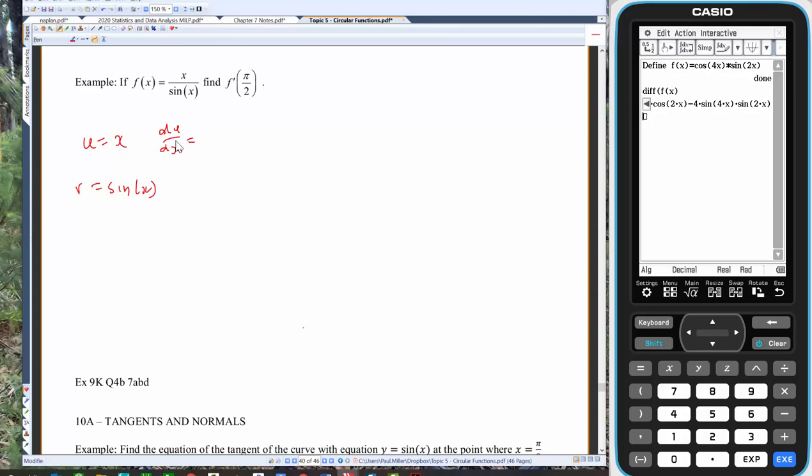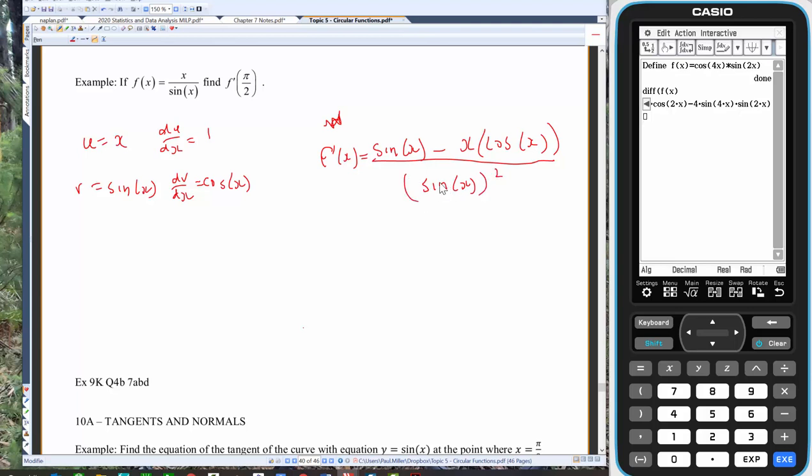du dx is equal to 1. dv dx is equal to cosine x. Easy so far. All right, let's get our derivative. So we're going to say f dash x equals v du dx, so that's sine x, take u dv dx, x cosine x, multiplied by each other, all over v squared, which is sine of x all squared, or put the 2 there. This is my preference though, to write it like this.